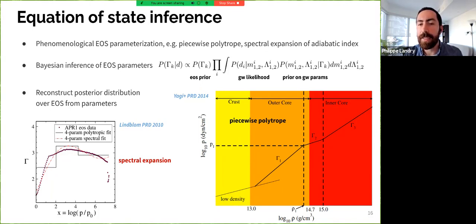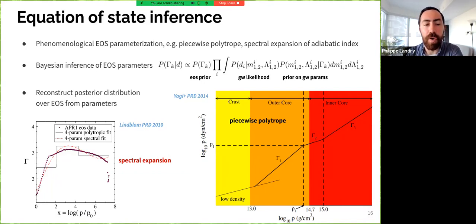You marginalize or average over the uncertainties in the measured masses and tidal deformabilities, and then you iterate in your equation of state samples, and in this way you build up a posterior distribution over these gamma parameters, which gives you a distribution then over the equation of state once you reconstruct it. That's one way to do things.